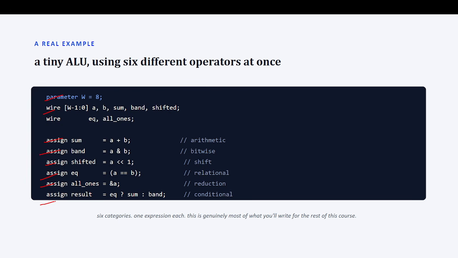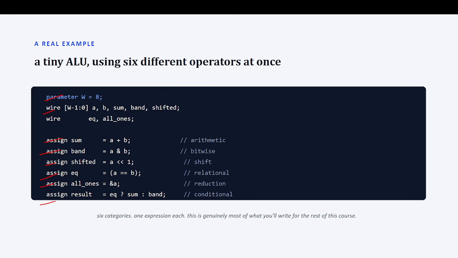Let's walk through this together. The parameter W sets our bus width to 8, which is our named constant from earlier. We declare our vector signal. Then sum uses the arithmetic plus operator. Band uses the bitwise AND operator. Notice it's between two operands, so it is bitwise, not reduction.